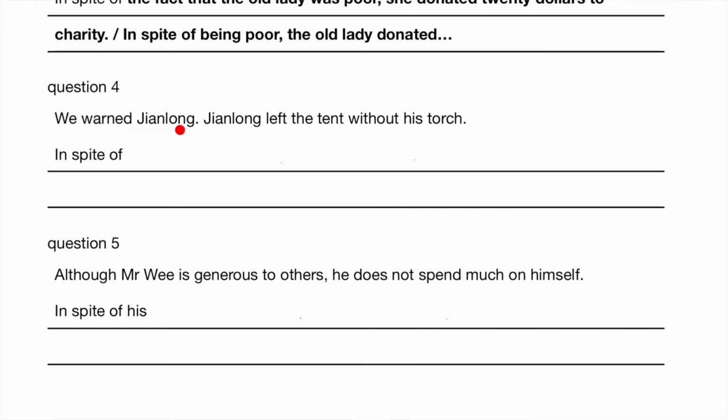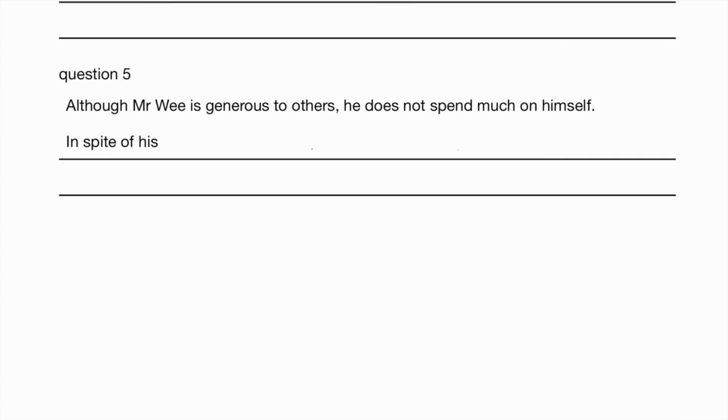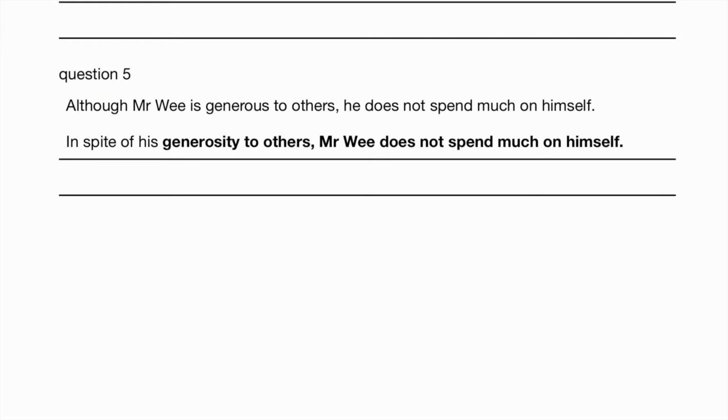We warned Jianlong. Jianlong left the tent without his torch. So in spite of our warning, word change here, okay, comma, Jianlong left the tent without his torch. Although Mr. Wee is generous to others, he does not spend much on himself. So in spite of his generosity, word change, to others, comma, Mr. Wee does not spend much on himself.